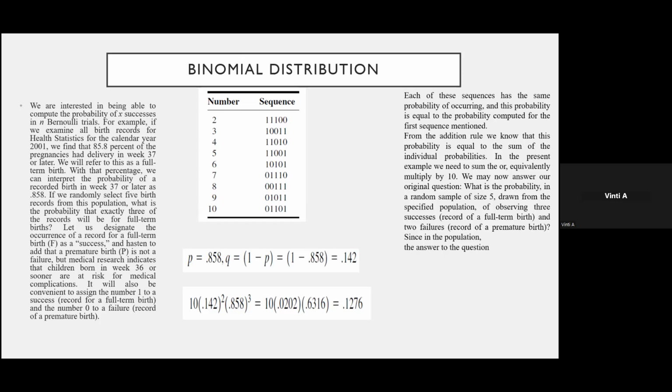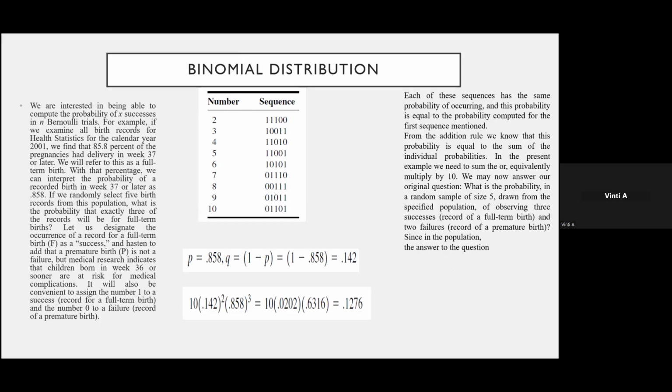Okay, now in this case, because there are 10 possible combinations that you can have, in a binomial distribution, this is how you do it. 10 into, right, success is 3. So 0.85 P3 and Q2. And so your probability is 0.1276.